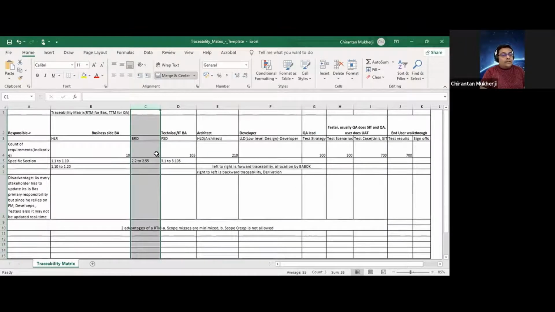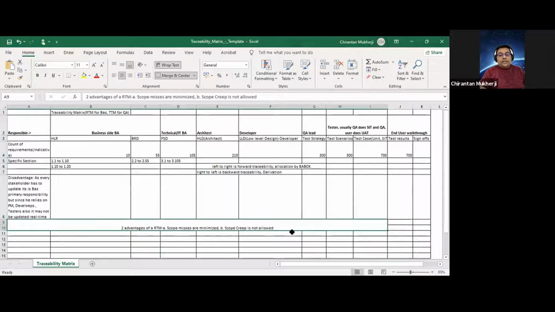If you have to get it done, you'll have to raise a change request, right? Because the project duration might derail. It can take more time, or you may need more resources to fast track or to crash the project. That is why you have to use these terms. So the advantages are that scope misses are minimized and scope creep is not allowed in a traceability matrix. Clear? Anyone has got questions?